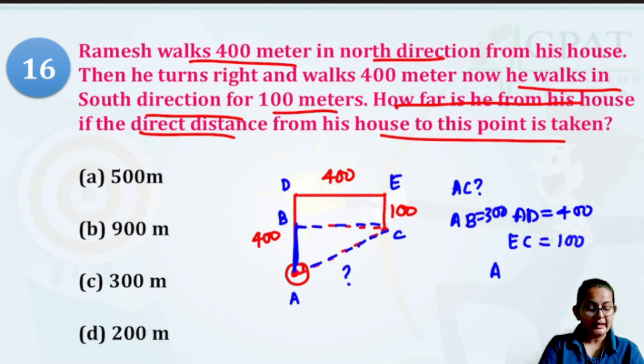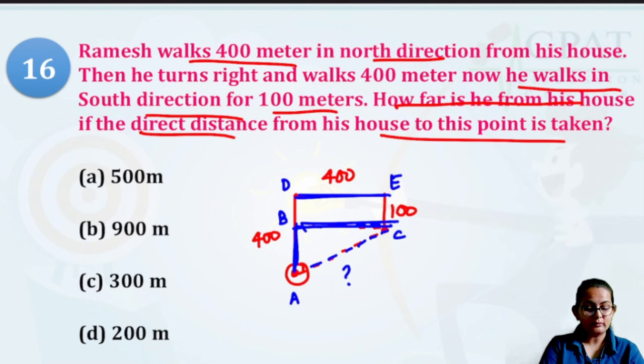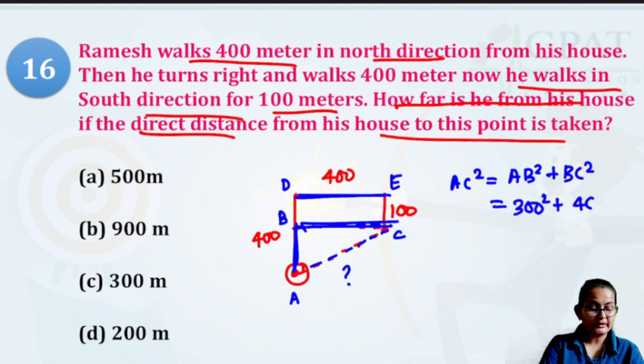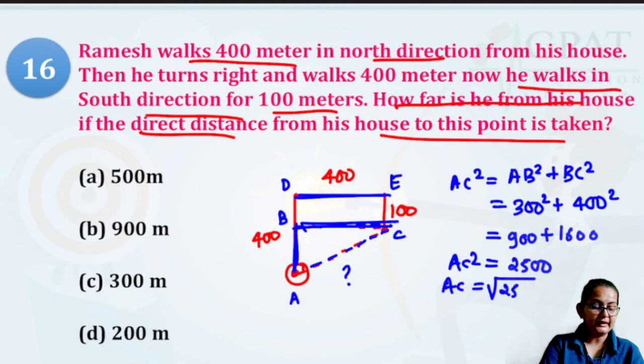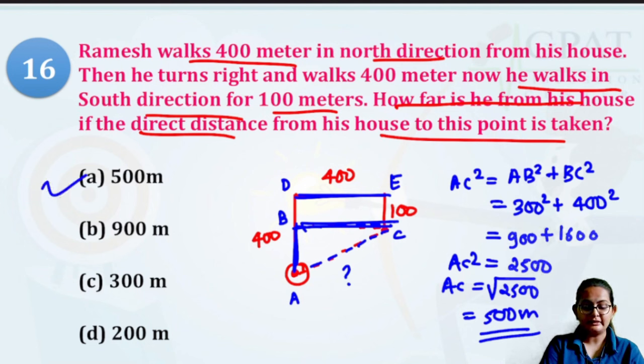So AB is 300. And the next thing, this particular BC is similar to DE. So BC would be 400. So after solving by the Pythagoras theorem, what does it say? AC square is equal to AB square plus BC square, which is 300 square plus 400 square. Then 900 plus 1600 is equal to 2500, which is AC square. So AC is equal to the square root of 2500, and you will get the answer as 500 meters. So the shortest distance is 500 meters, which is the correct answer.